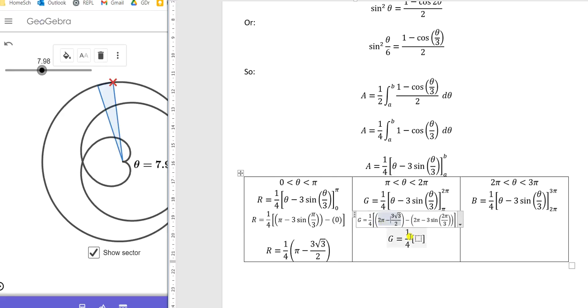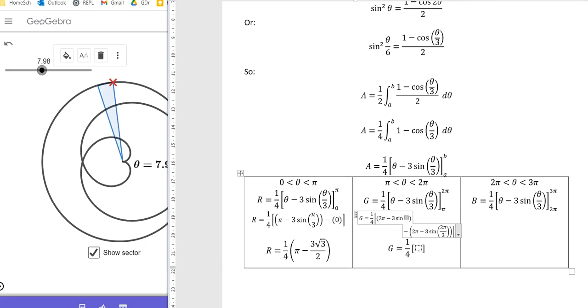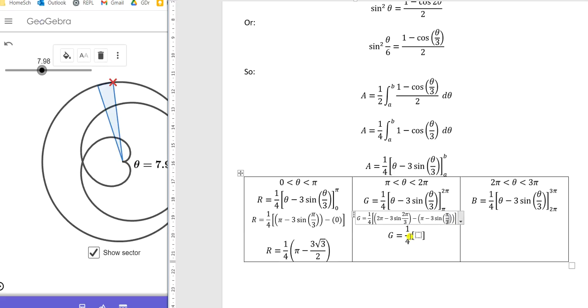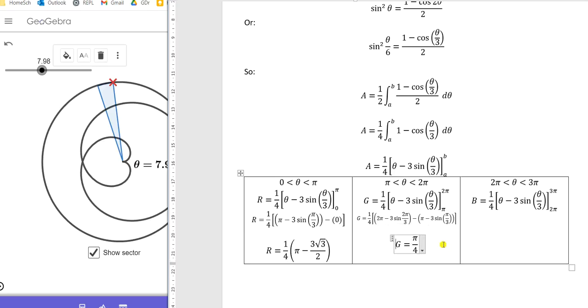So it turns out we should have 2 pi there, 2 pi minus 3 sine 2 pi by 3. And over here, we've got pi minus 3 sine pi by 3, which, as we've said, we've already calculated. We know the value of that from here, but it turns out that sine pi by 3 and sine 2 pi by 3 are the same. And after that slightly garbled explanation, we have g equals a quarter of pi. So we can just write that as pi by 4. Now we've got a value for g.